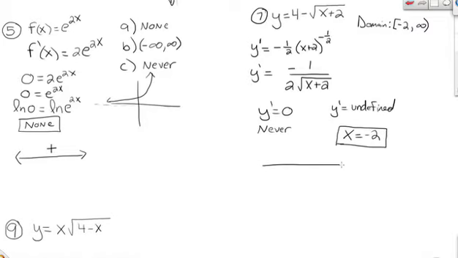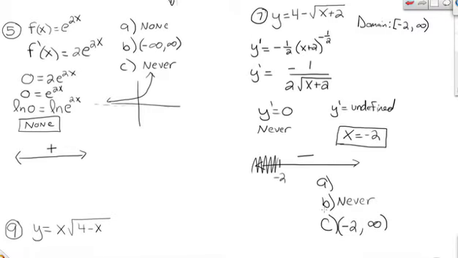So let's look at our sign chart, which isn't going to have anything on it except negative 2. And again, I can't check over here because that's not part of my domain. So I'm just going to plug in a number bigger than negative 2, like 0. I plug it into my derivative, and I get positive on the bottom and negative on top. So I'm always decreasing. So that means A, we'll come back to A. B, when is it increasing? Never. C, when is it decreasing? From negative 2 to infinity.